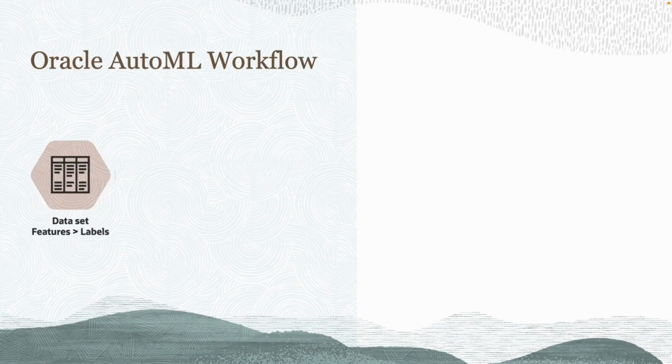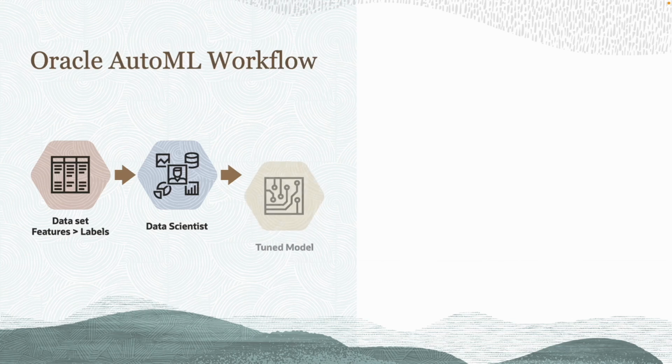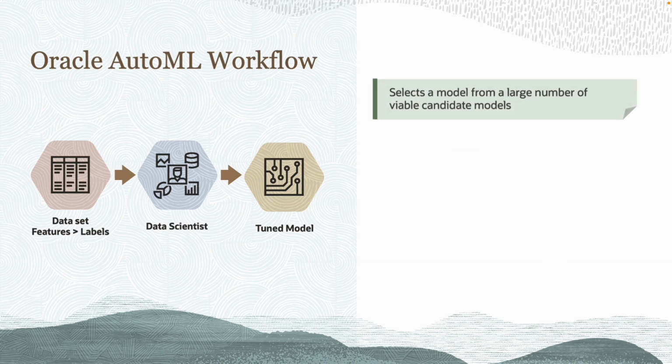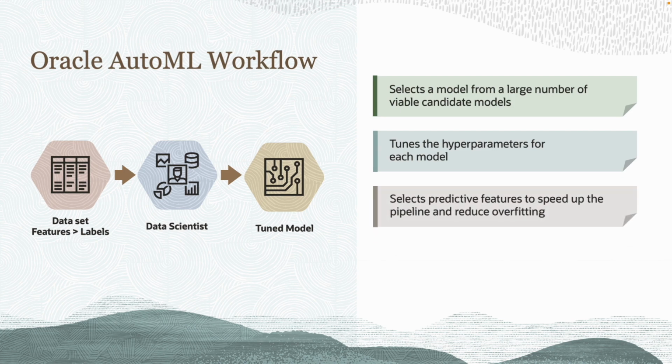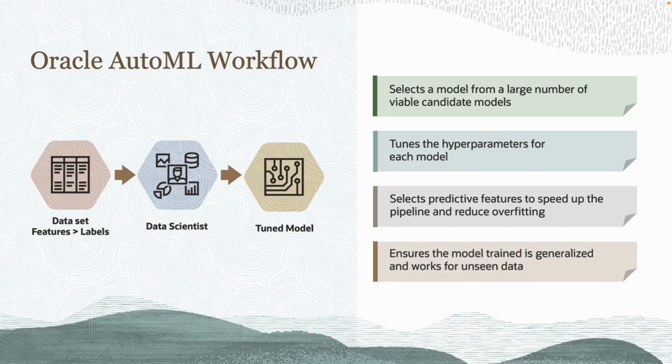Oracle AutoML automates the workflow and provides you with an optimal model given a time budget. A typical workflow is: select a model from a large number of viable candidate models. For each model, tune the hyperparameters. Select only predictive features to speed up the pipeline and reduce overfitting, and ensure the model performs well on unseen data, also known as generalization.